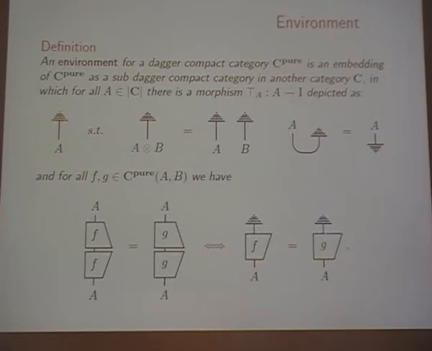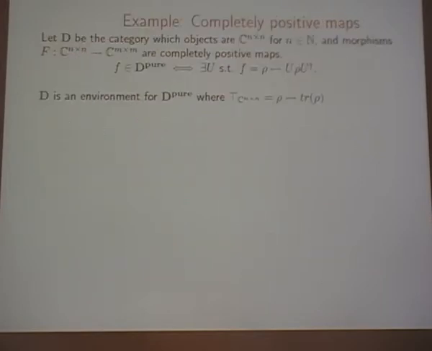Okay, so first, an example of such an environment category. This is the category of completely positive maps. The morphisms are the completely positive maps, and the objects are the Hilbert spaces of dimension n times n, so intuitively the density matrices.